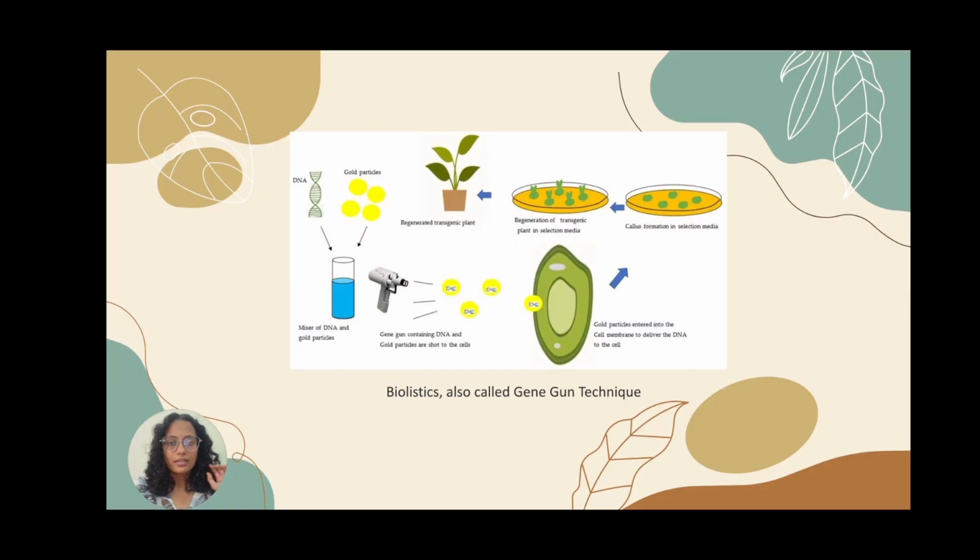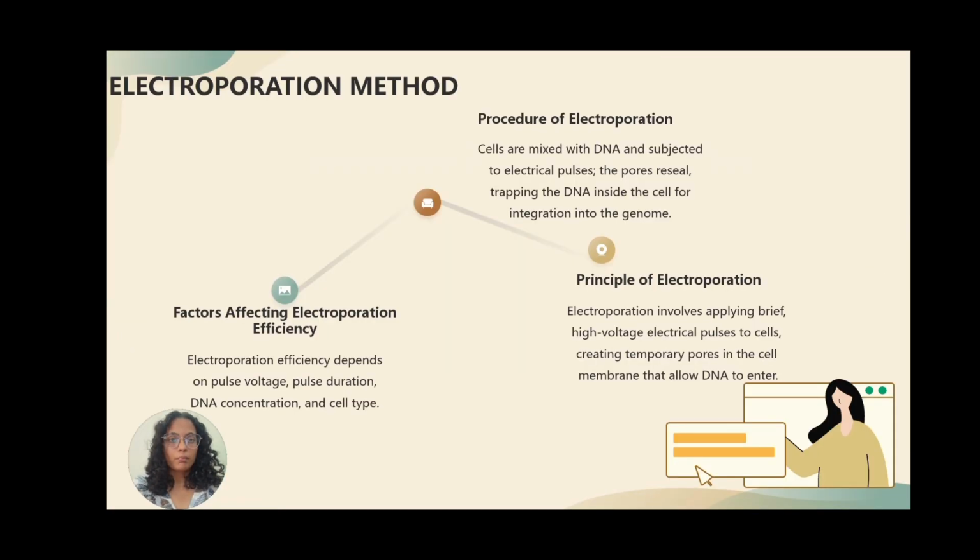Here in the diagram we can see that the DNA is first coated over the gold particles and then placed into the gene gun. This gene gun is then shot, as a result of which the DNA incorporates into the host cell. These cells are then cultured in vitro to give rise to plants from these recombinant cells which express the desired gene of interest.